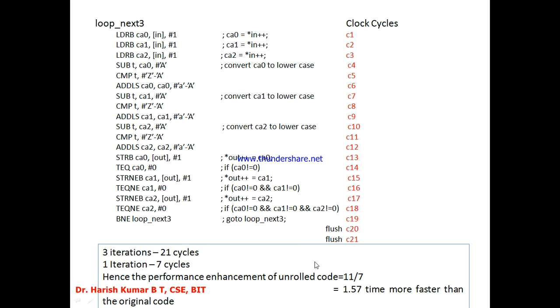Now the performance is 11 by 7. When I compare this code, which is unrolled 3 times, with the original code which I showed you initially, which was taking 11 cycles for each iteration, the performance of this program is 1.57 times that of the original code. I think you understood till here.